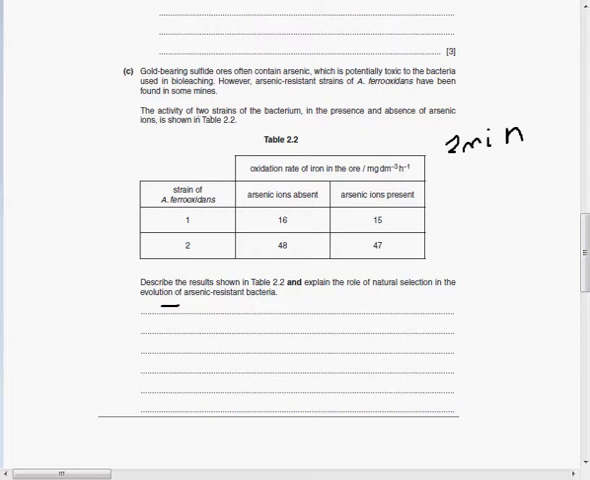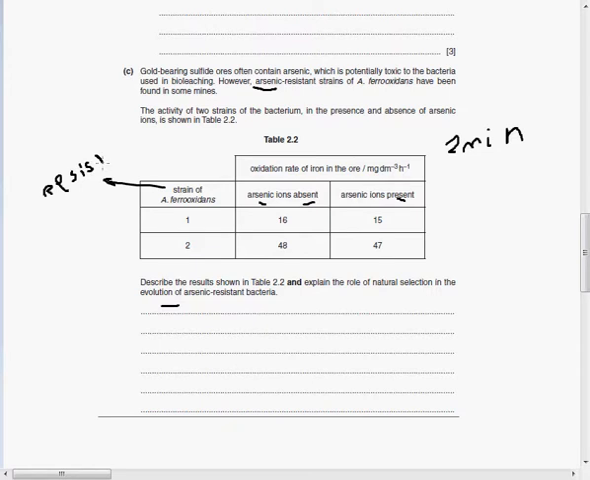We have 2 strains of the bacterium, in the presence and absence of arsenic ions, and we are told that arsenic resistant strains of A. ferrooxidans have been found in some mines. So if we check over here, when the arsenic ions are absent and when they are present, it doesn't make any difference, is there? It's just a difference of 1. So we can count this as no difference. So actually both the strains are resistant. That's the first thing we have to understand.